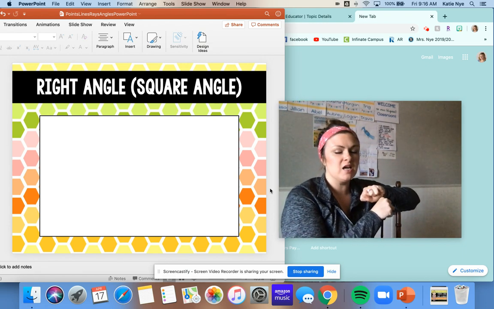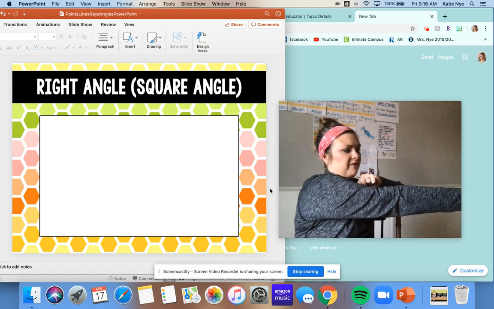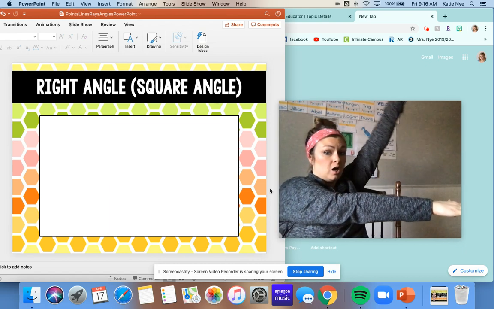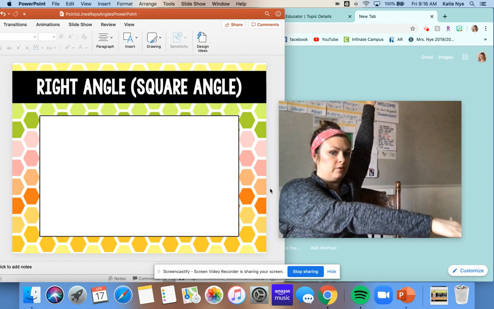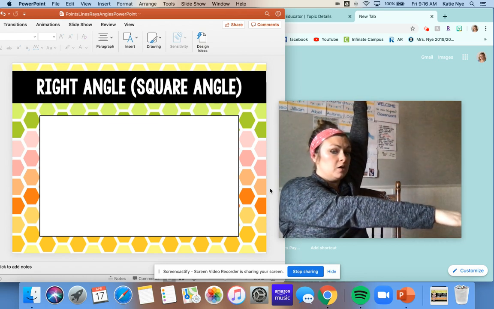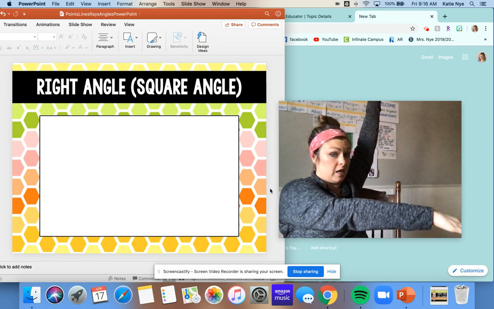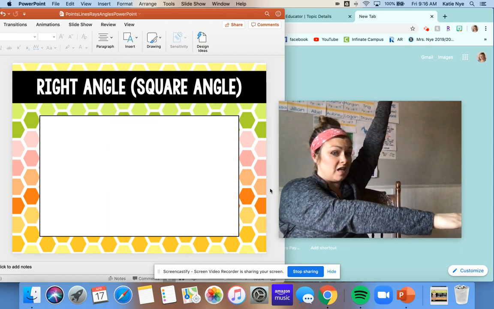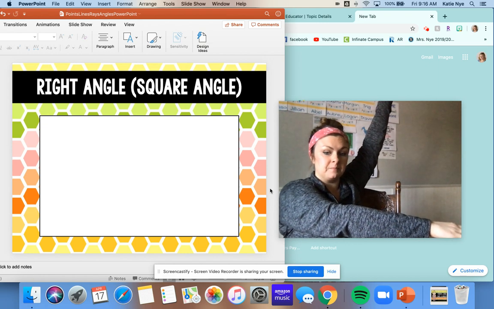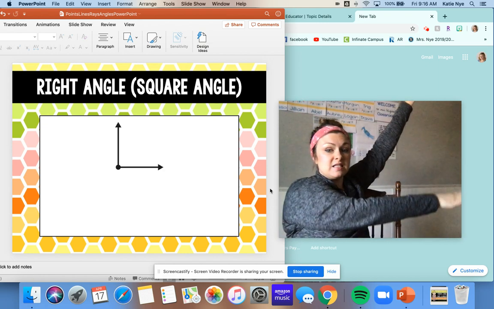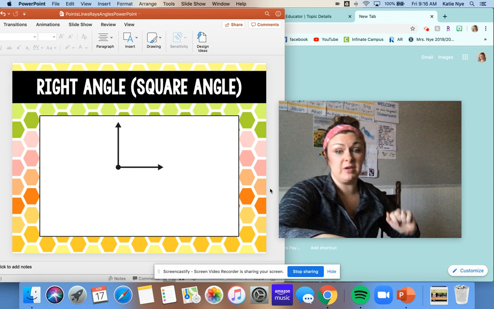Use your arms and show me what it would look like if I had one arm straight out and one arm straight up, as best as you can straight up. So I have one arm straight out and one arm straight up. This is called a right angle. Everybody do this and say right angle.